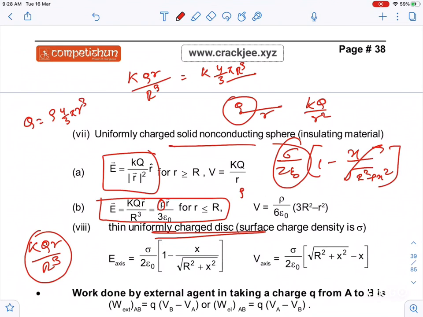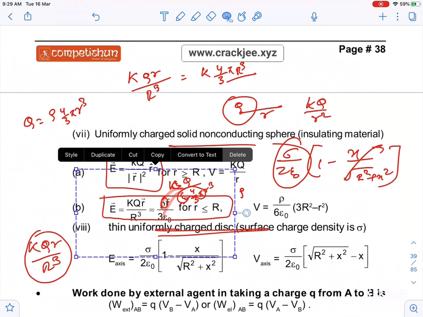So from here, if you write rho as q by 4 by 3 pi r cube, you will see here this is actually q, and k is 1 by 4 pi epsilon naught, guys. So you multiply by epsilon naught and divide by epsilon naught, you will get 4 pi epsilon naught, that is k. So this becomes k, and that is why this is written like this.